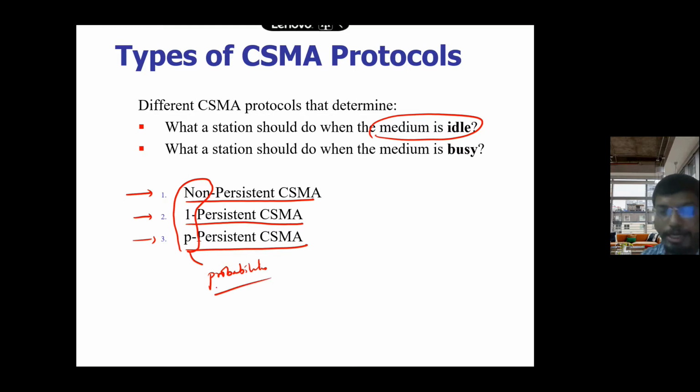Now, if your medium is idle, is it certain that you could transmit with the probability of 1? As soon as you find out the medium is idle, that is called one persistent. One, certain, 100%. Once you find out the medium is idle, transmit. Non-persistent is not certain. So we look at all these schemes, one persistent, P persistent, and non-persistent, and understand the pros and cons of each of these designs.